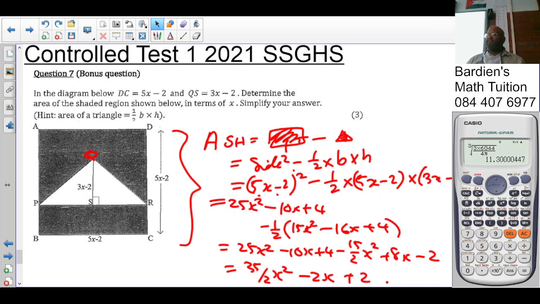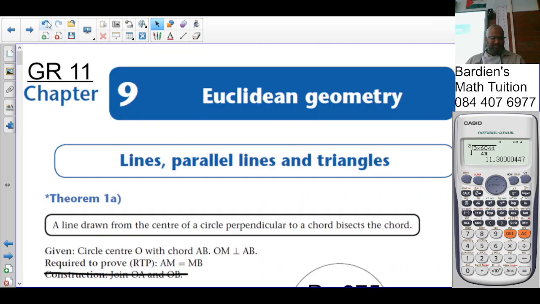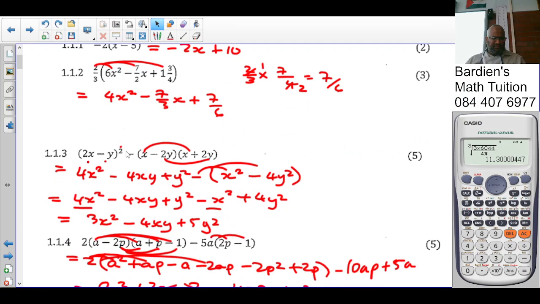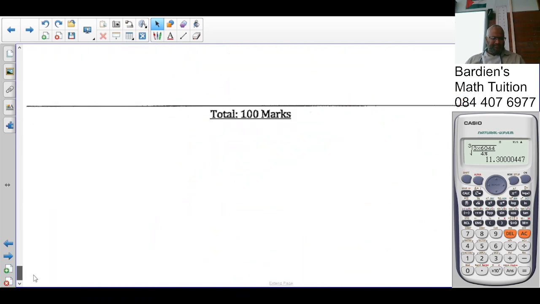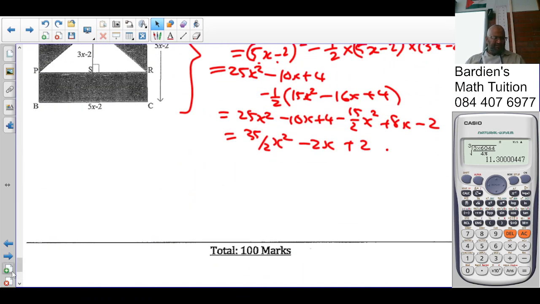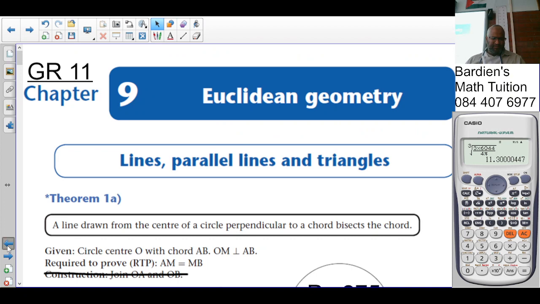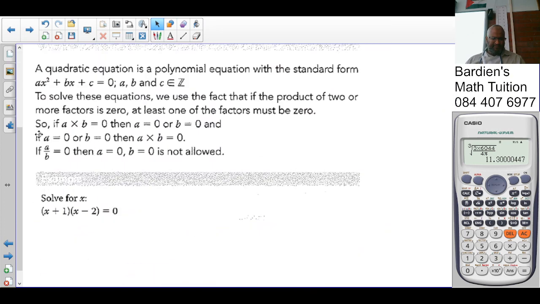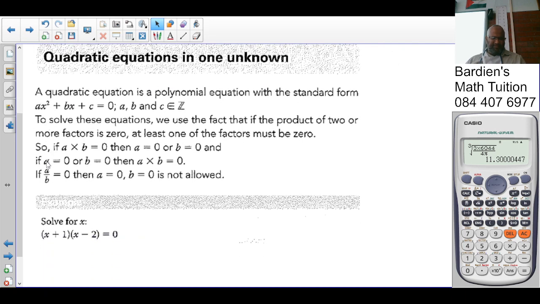So write that down: quadratic equations in one unknown.